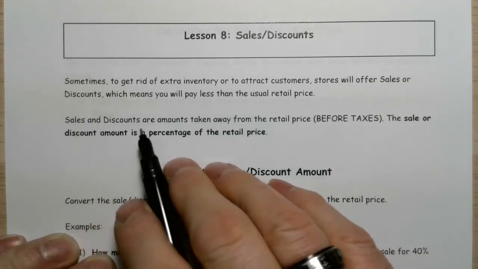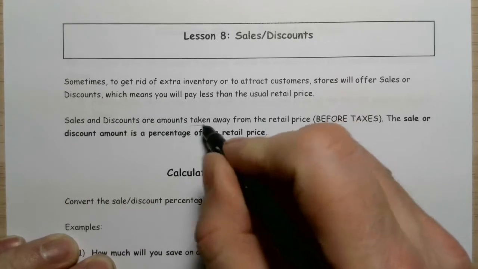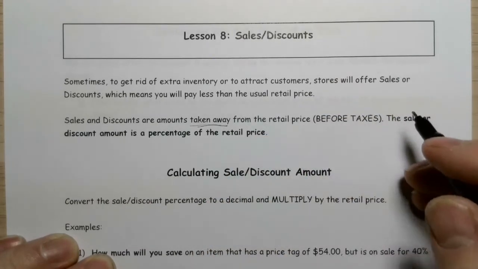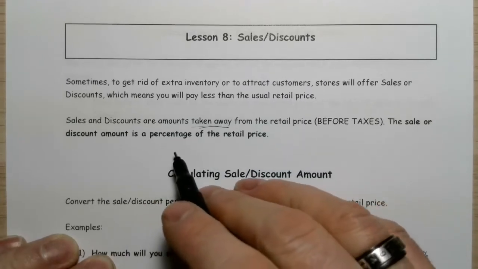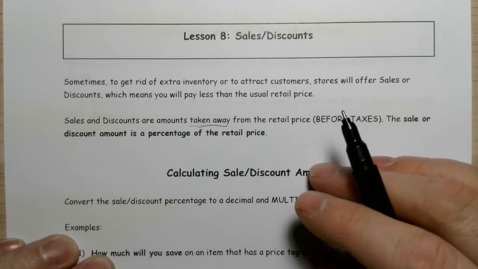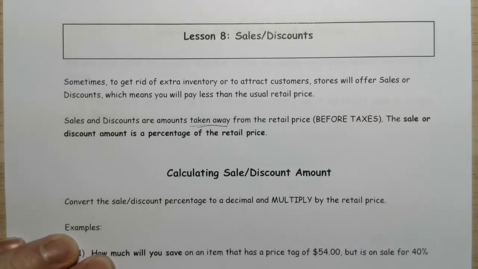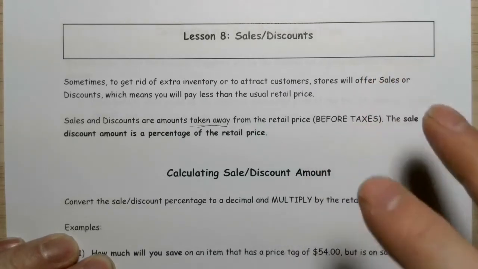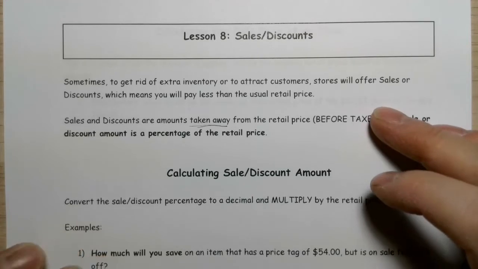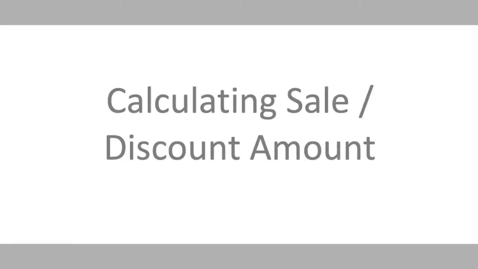So sales and discounts are the amounts taken away from the retail price before taxes. It's typically going to be a percentage of the cost of the item here. So that's what we want to take a look at. We're really going to be doing just some percentage work, but in the context of looking at and analyzing how sales and discounts work.